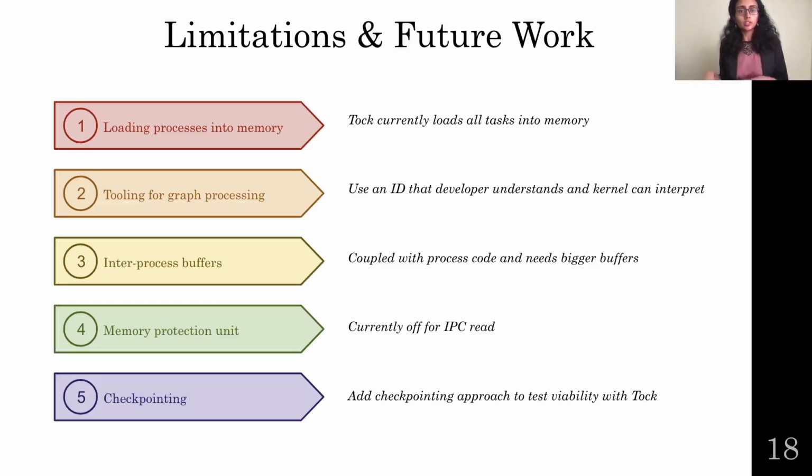So on to limitations and where we can go with this. I'll highlight a couple of these. A limitation is that Tock loads all the processes from a task graph, or all the tasks in a task graph, into memory. And so it limits the number of nodes that you can have in a task graph. We started work on only loading in the necessary processes, but that is not completely built out yet.